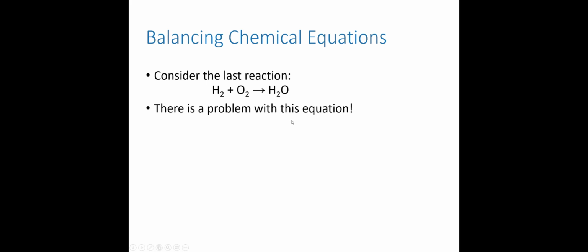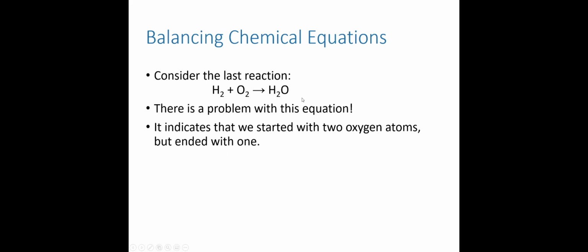Now let's take a look at that equation in a little bit greater depth. So we're saying hydrogen is reacting with oxygen to make water. There's a very serious problem with the way that this reaction is written. If we look very carefully at each of the atoms in the formula, we'll see that on the left side of the equation we have two oxygen atoms. Oxygen is diatomic, it's always found in pairs of atoms. But in this formula, the oxygen is by itself.